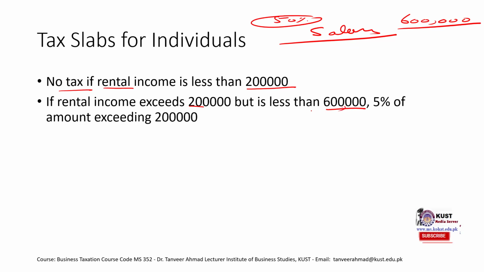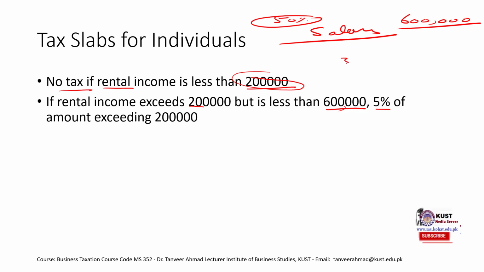remember the taxation that we follow is progressive taxation. So the percentage increases with the increase in income. So if our rental income is greater than 2 lakh rupees but less than 6 lakh rupees, we would have to pay taxes on the amount that is greater than 2 lakh rupees. Remember, 2 lakh rupees is exempted, so we won't have to pay any amount on 2 lakh rupees. So any amount greater than 2 lakh would be taxed at 5%.